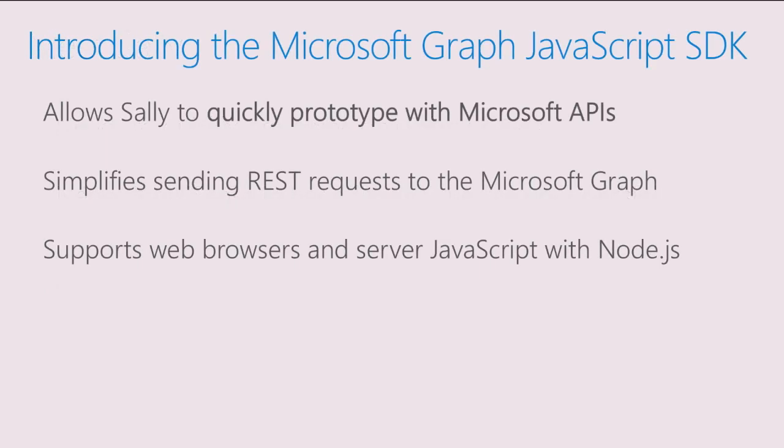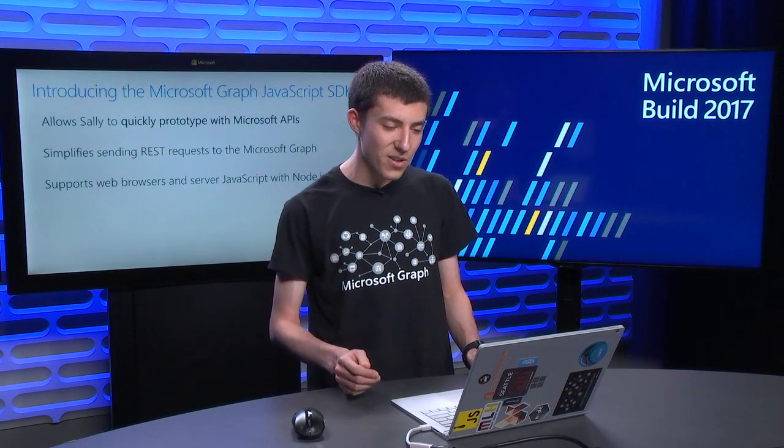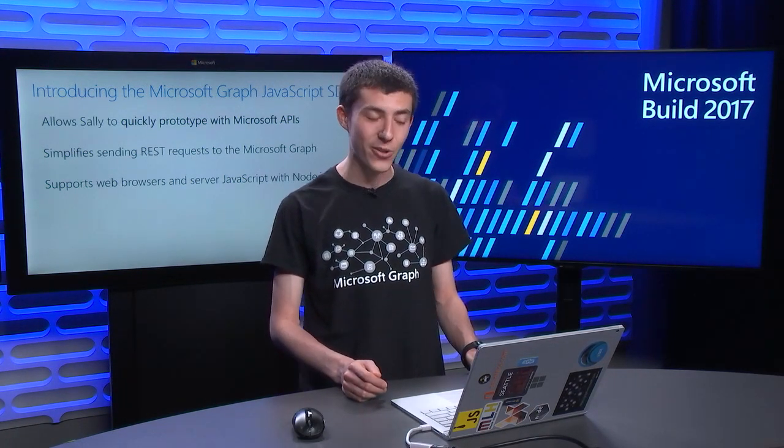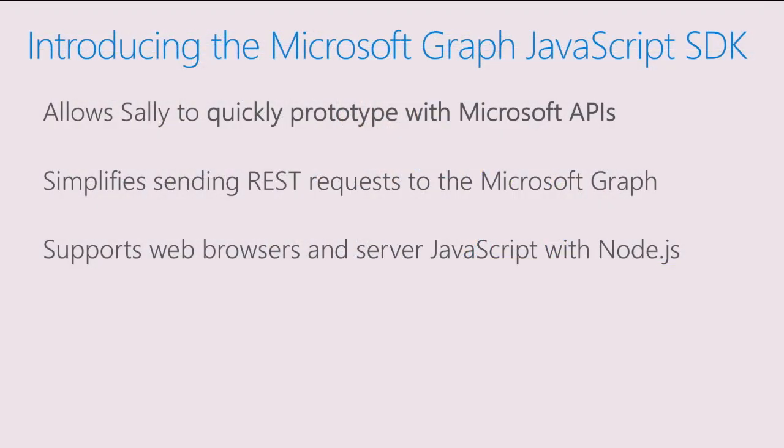So the question is, is there a tool available that Sally can use to be more efficient and write more incredible applications? Well, now there is. Sally can use the Microsoft Graph JavaScript SDK, which we are now announcing at Build 2017. She will be able to more quickly prototype against our APIs. This means she can easily send REST requests to and from the Microsoft Graph, and this JavaScript will run in the web browser and on the server side in Node.js.